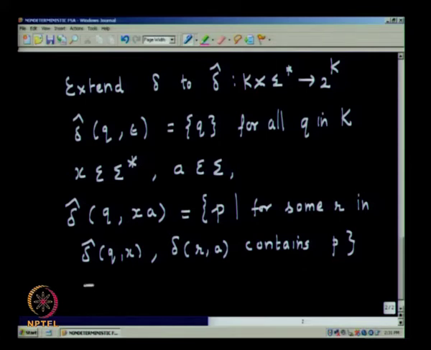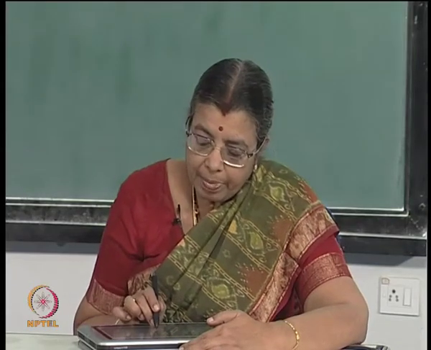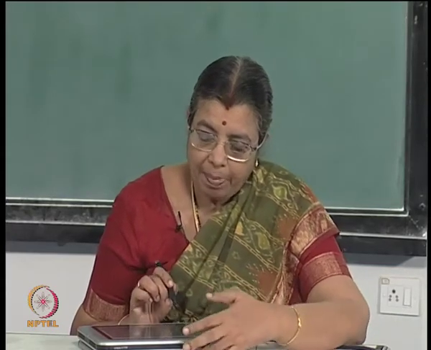What it really means is, starting from q, after reading x, you may be in a set of states, one of them can be R. Then from R after reading a, there may be some possibilities, one of them is P. So, it denotes the set of states P such that after reading x from q, you are in a state R, and after reading a from R, you can go to P. All such possible states are in this set. So, this is the way delta cap is defined.